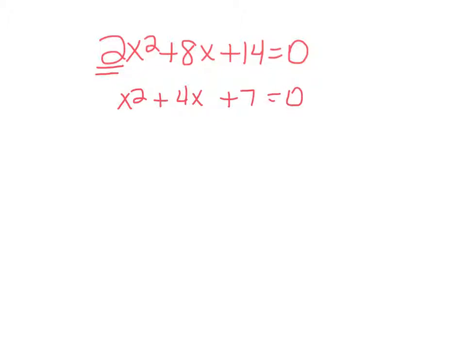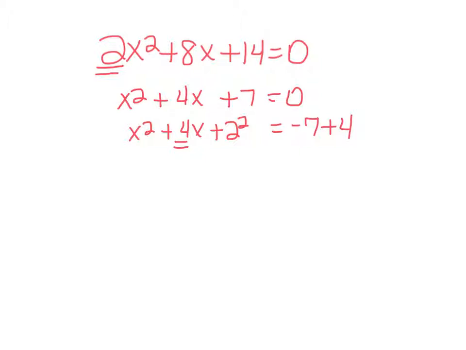Okay, now our leading coefficient is 1, and we can continue with step 2, which is to isolate your x squared and your x term on one side, which means that the positive 7 must go to the other side. So that's going to leave us with x squared plus 4x equals negative 7. The next step would be to take half the coefficient of x, square it, and add it to both sides. The coefficient of x is 4. Half of 4 is 2. We're going to square it and add it to both sides.